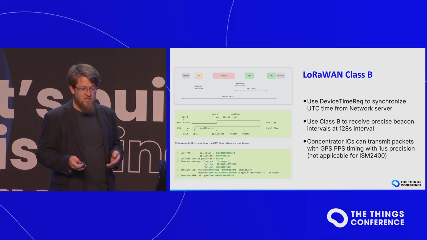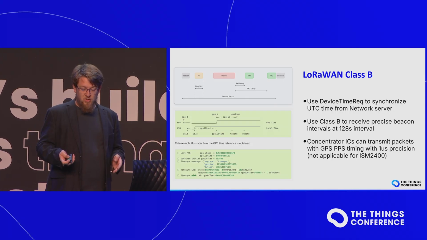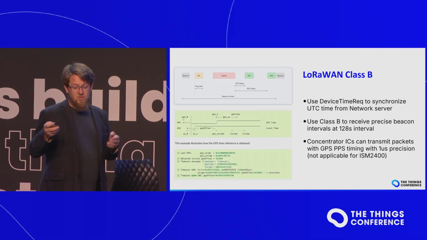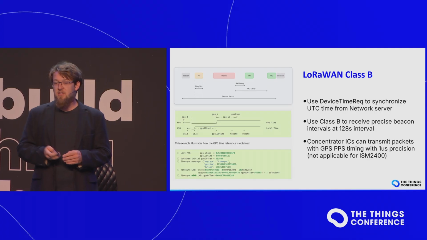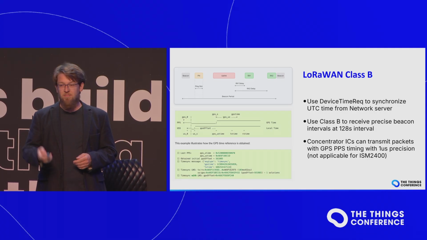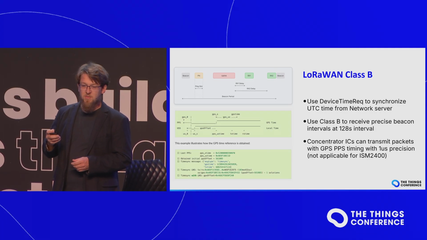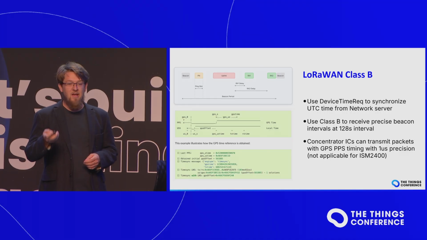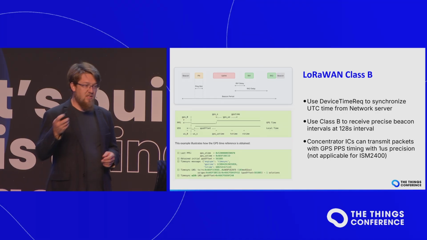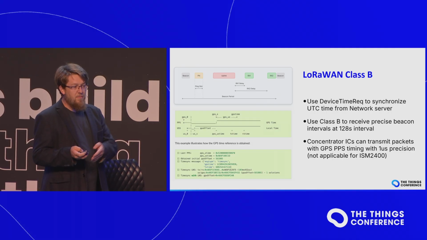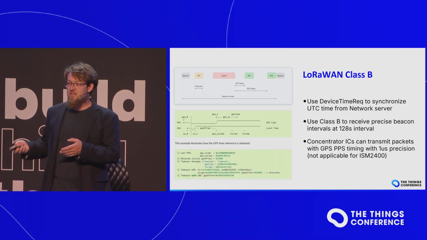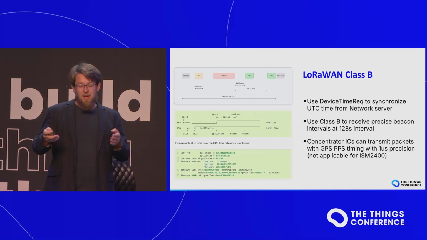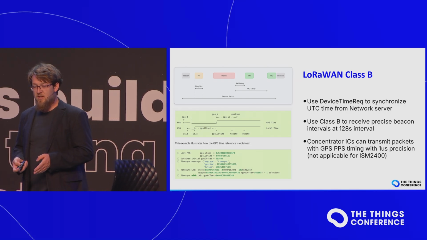It's not exactly precise, but it tells you the actual time. And then when you use Class B, there are beacons, usually every 128 seconds, and those beacons are precise in timing. They're transmitted with 1 microsecond accuracy from the gateway, because the concentrator ICs have a GPS PPS input, which will trigger the downlink.